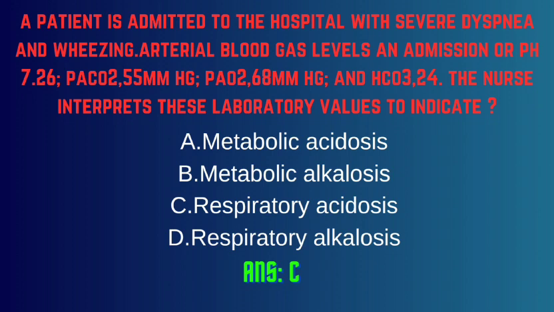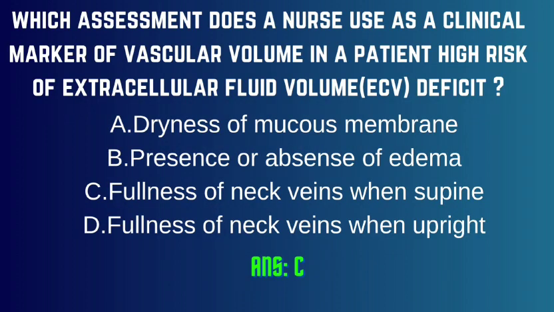The answer is C. The next question is, which assessment does a nurse use as a clinical marker of vascular volume in a patient at high risk of extracellular fluid volume deficit? Dryness of mucous membrane, presence or absence of edema, fullness of neck veins when supine, fullness of neck veins when upright. The answer is C.